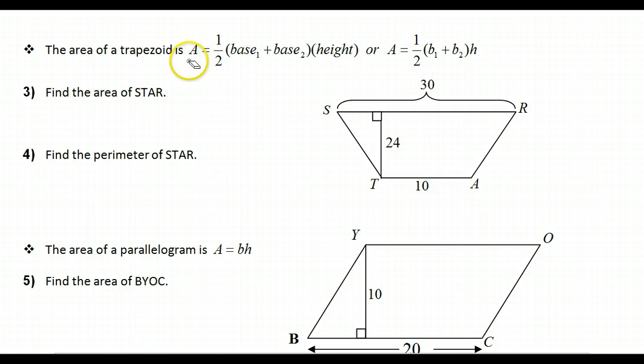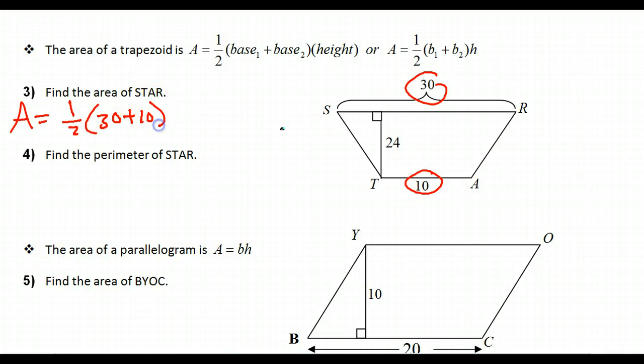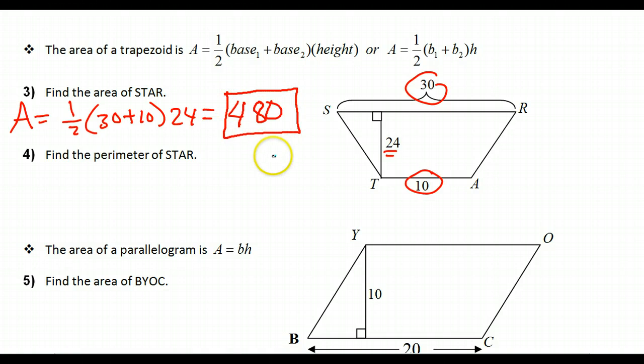Anyway, the area of a trapezoid is 1/2 base 1 plus base 2 times height. So let's just do that. So this area is 1/2. Now I need base 1 plus base 2. So that's 30 and 10. Times height, which is 24. Just put that in your calculator. Well, that is 480. So that's the area of that trapezoid.